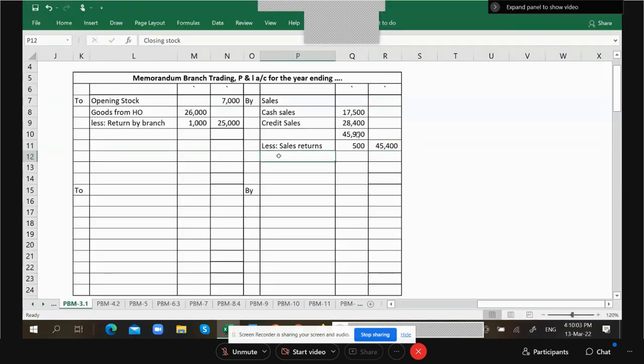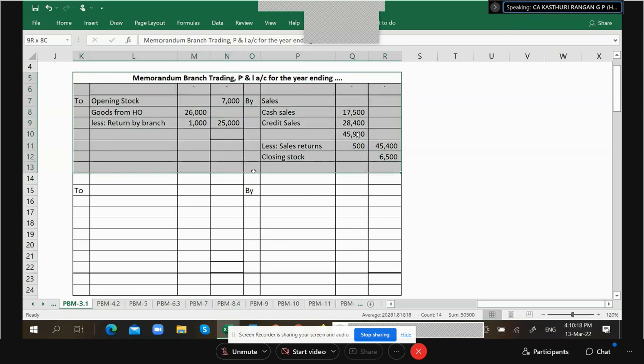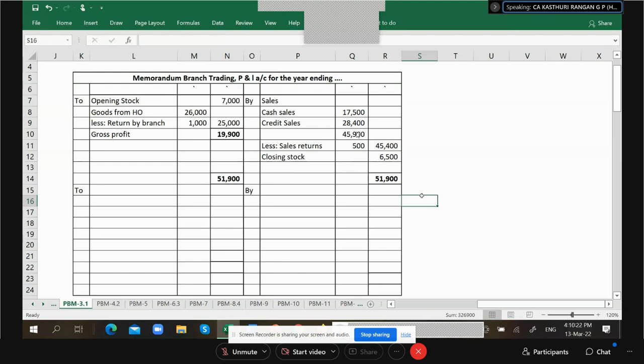So, what is the closing stock? That is also given in the problem. So, opening stock, goods from HO less return by branch. Any direct expense in the problem? Nothing. Therefore, you can find the gross profit. That is 19,900.